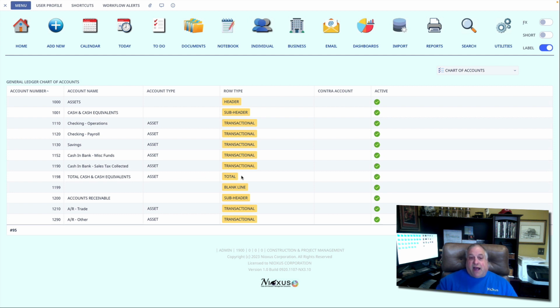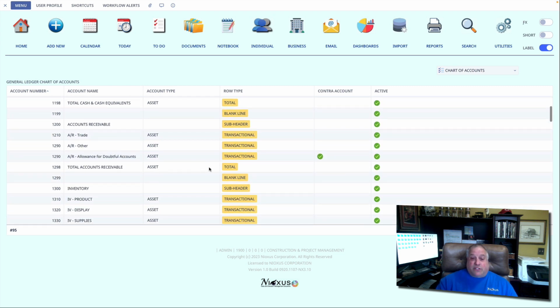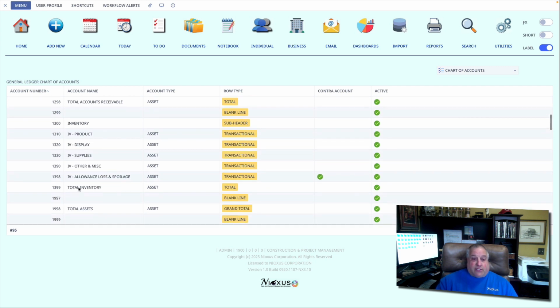That's a total of my liquidity, my cash and cash equivalents. Here we have another totaling account, total accounts receivable. Here we have a total account of my total inventory. And then we have this grand total account, all of my assets. So let's look at that.